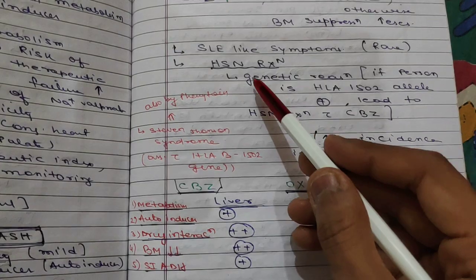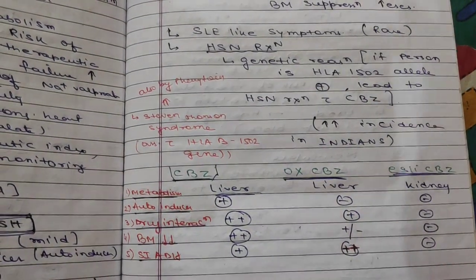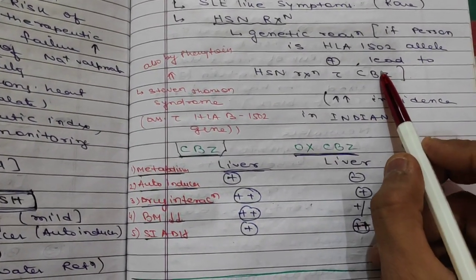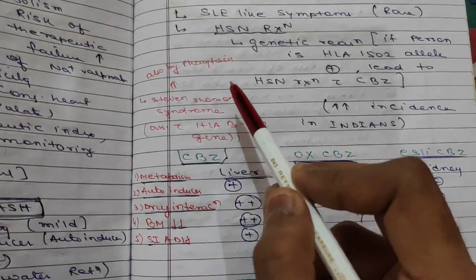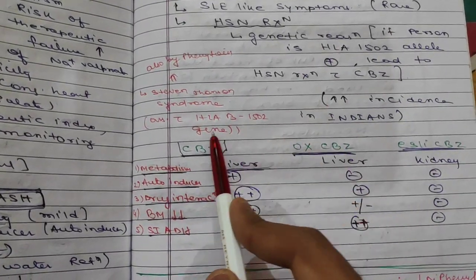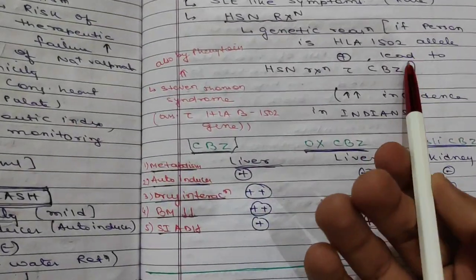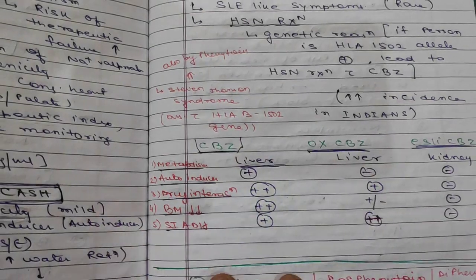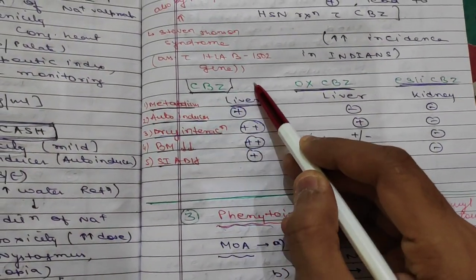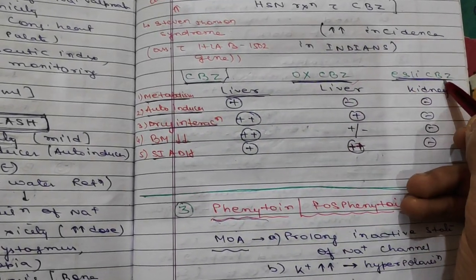Okay, and in this there is genetic variation. If a person is HLA-B 1502 allele positive, that will lead to hypersensitivity reaction with carbamazepine. Clear? Okay, and this is known as Stevens-Johnson syndrome. Those who have the HLA-B 1502 gene, that causes hypersensitivity reaction, which is also seen with the phenytoin drug. Clear? Now what are the drugs coming under this? So carbamazepine, this is the original, and modified forms are oxcarbazepine and eslicarbazepine.